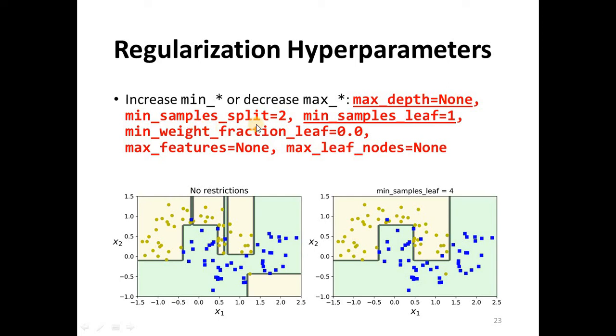Minimum samples split, 2. The tree is split even if it has only 2 samples. Minimum samples leaf, a leaf can have only one sample. Minimum weight fraction leaf, the same as minimum samples leaf, but as a fraction of the total samples. Maximum features, the maximum number of features that are considered in a certain node, and the maximum leaf nodes is the total number of leaves in a tree.